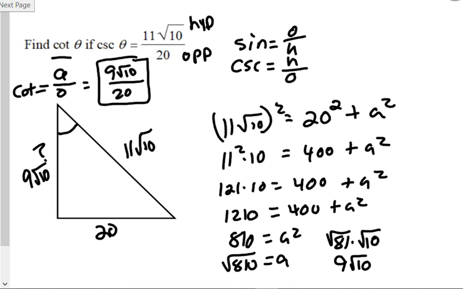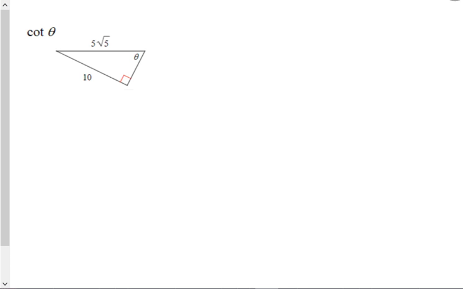Let's go to the next one. And this one is just simply finding the cotangent. Now, if you already have the information to find the cotangent based on this angle on the right, then you don't have to use the Pythagorean theorem, but in this case we don't. So we'll need to find this adjacent side here. And so let's go ahead and go to the Pythagorean theorem.